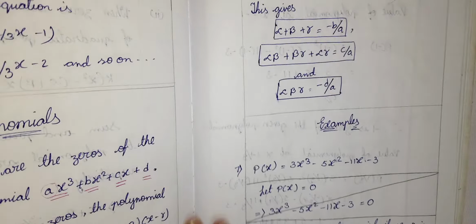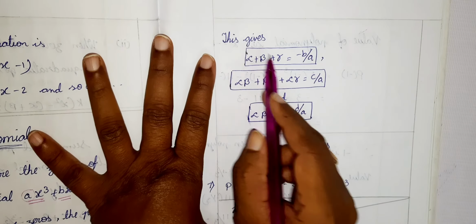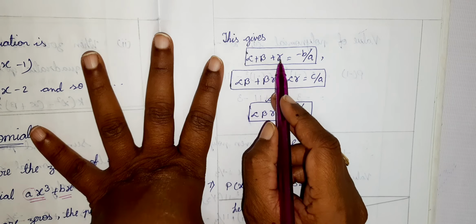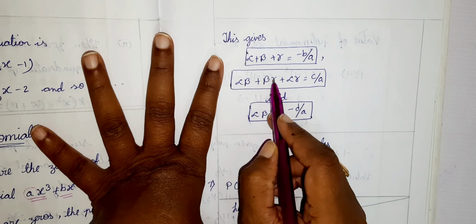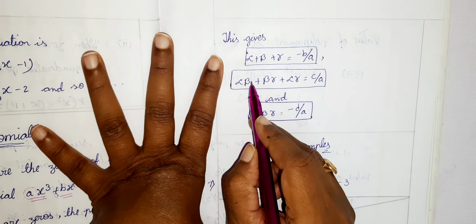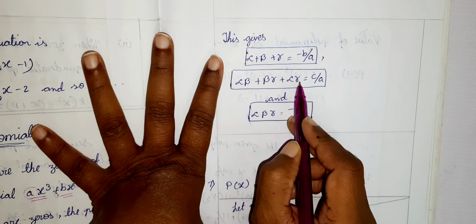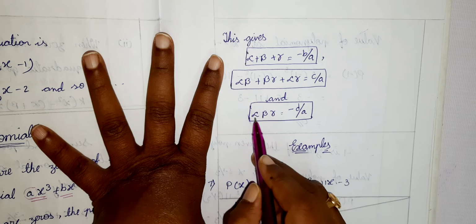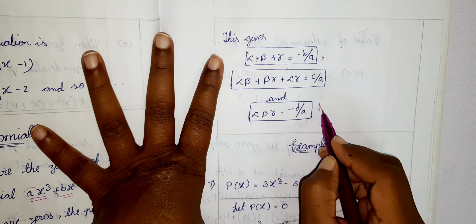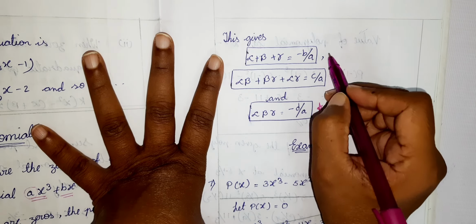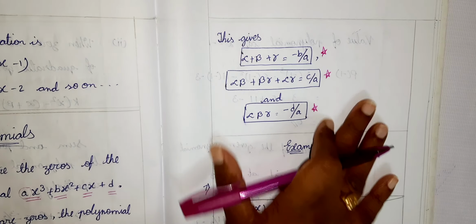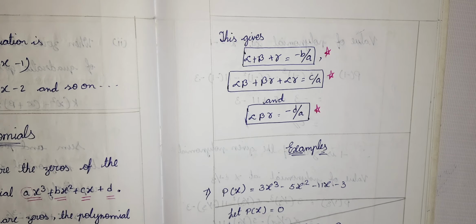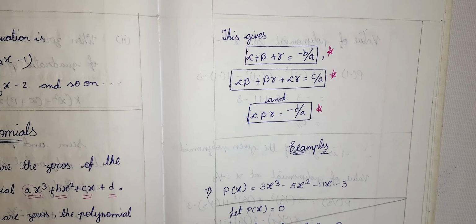So by simplifying, the sum of the zeros of a cubic polynomial is minus b by a. The sum of the products of the pairs of zeros, that is alpha beta plus beta gamma plus gamma alpha, is equal to c by a, and alpha beta gamma is minus d by a. Very, very important relations, dear children. Please, everyone, write this down in your notes. That is going to help you in solving cubic polynomials. Very important topic.